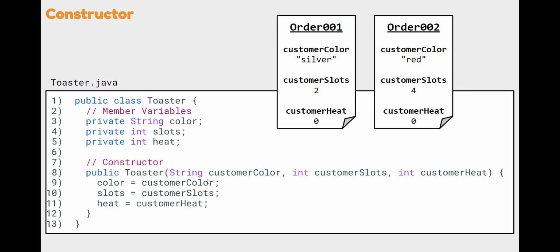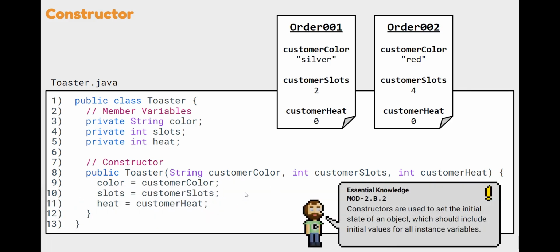In order to create these toasters, we would need a constructor that would accept what color the customer wants, the number of slots that the customer wants, and the heat setting that the customer wants. It would accept these values and then assign them to the member variables. This aligns with our essential knowledge. Constructors are used to set the initial state of an object, which should include initial values for all instance variables.